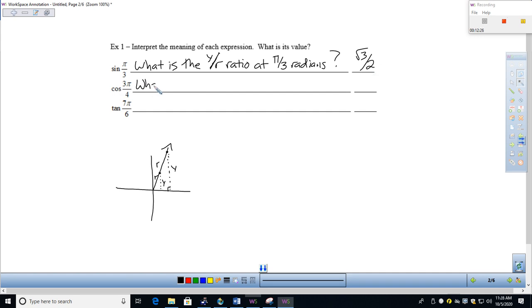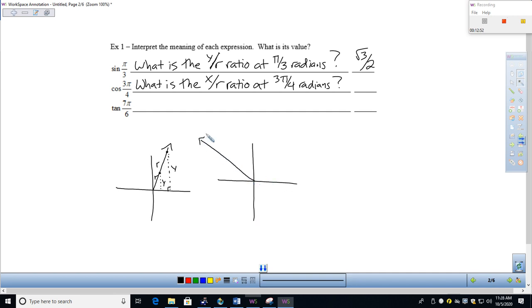Next one, cosine 3 pi over 4. What is it actually asking? Not just, hey, have you memorized this, but what is it asking? So cosine of 3 pi over 4, it's saying, what is the x over r ratio at 3 pi over 4 radians? Good, so again, I'm trying to just provide a little meaning here for us.